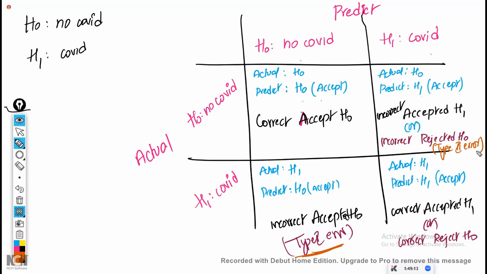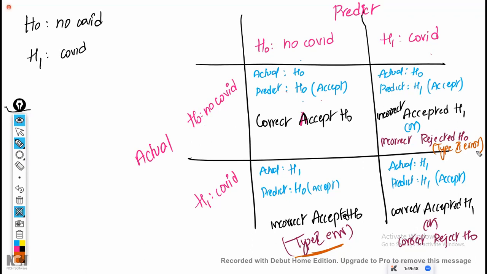Acceptance is called type 1. Rejection is called type 2. Two different types of errors. Is it clear? Step by step, it is clear. Now you are going to calculate the total number of records, how many records satisfy each cell, and write the numbers. If numbers are not there also, the cell belongs to this one. Clear, guys? Any question? If you have any question, ask.